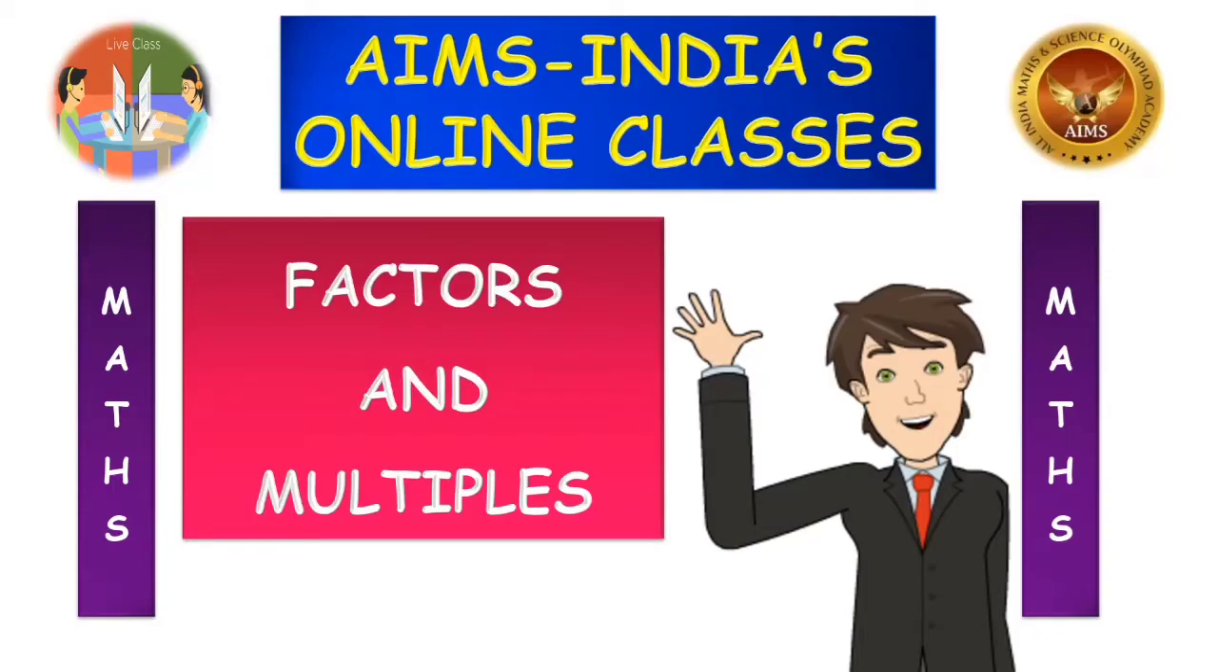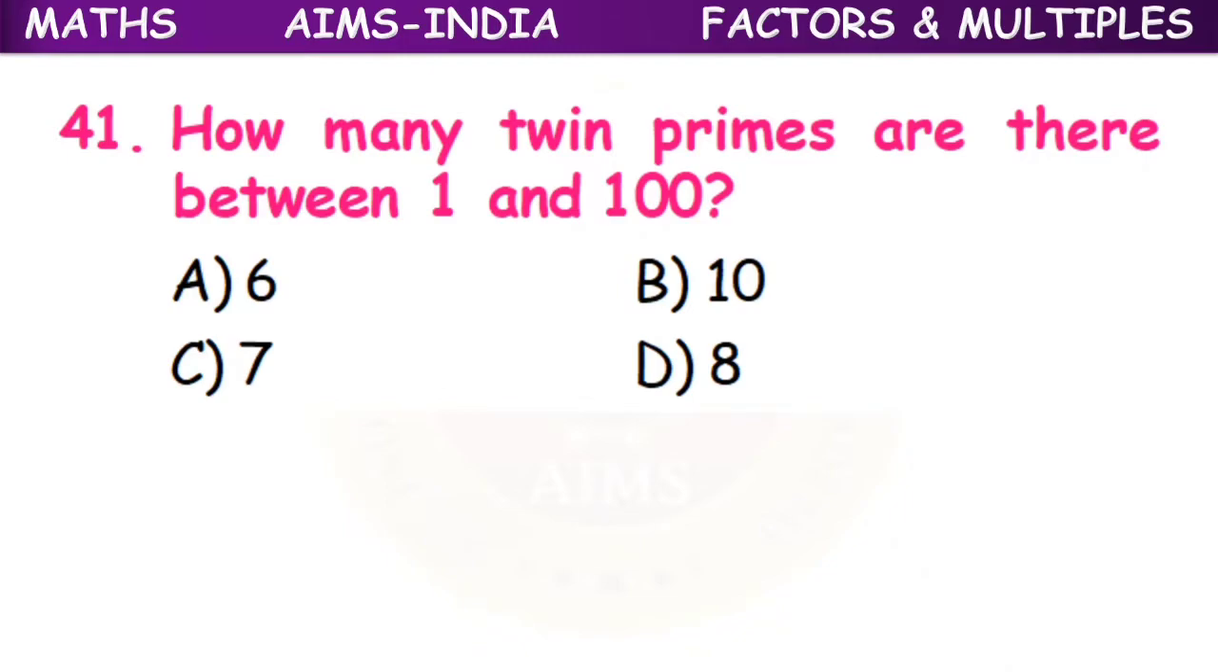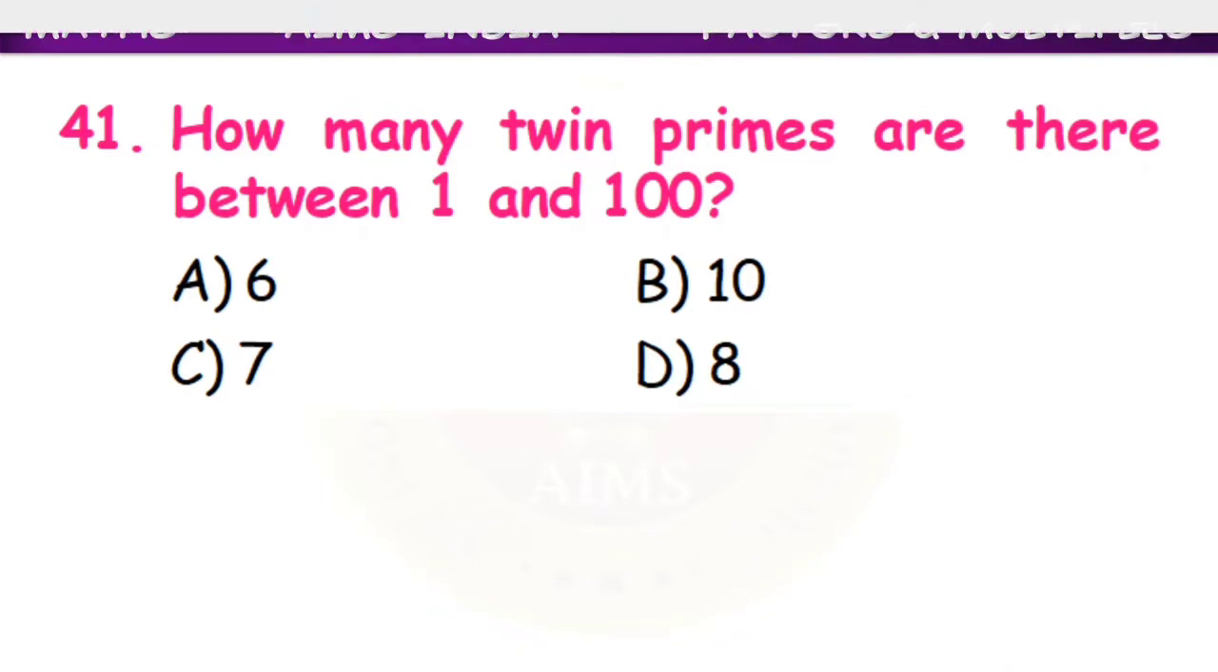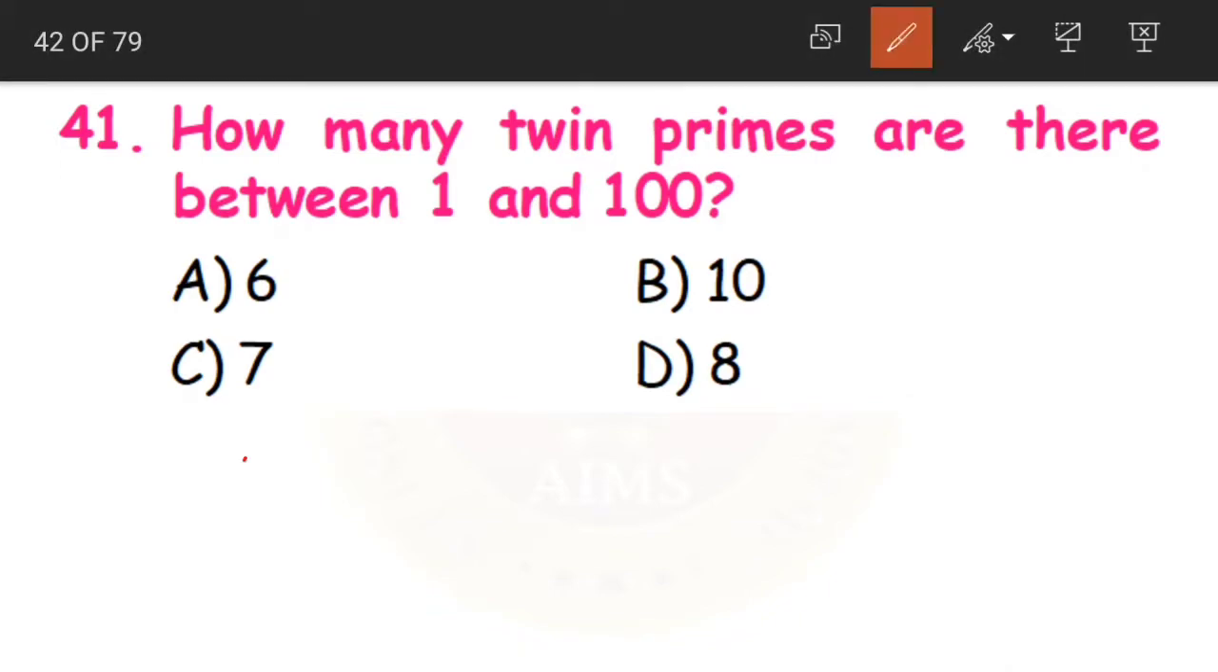So we are continuing the solving of multiple choice questions from the chapter Factors and Multiples. Yes, starting with the first question today. How many twin primes are there between 1 and 100? Now what are twin primes, children? Twin primes are those prime numbers whose difference is 2.